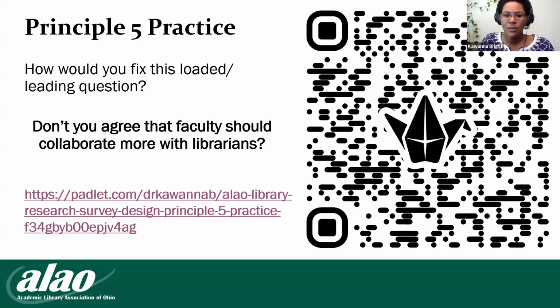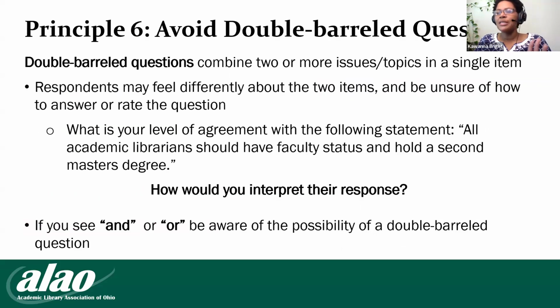All right. So now let's get into what I'm going to start calling the nitty-gritty of all this fun stuff. Principle 6, avoiding double-barrel questions. And if you do nothing else when you design surveys, please heed this one. Double-barrel questions are when you combine 2 or more issues into a single item. Your respondent, though, may feel very differently about the 2 items, and they might be really unsure of how to actually answer or rate the question.